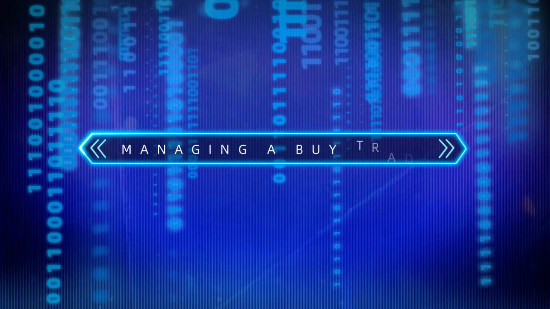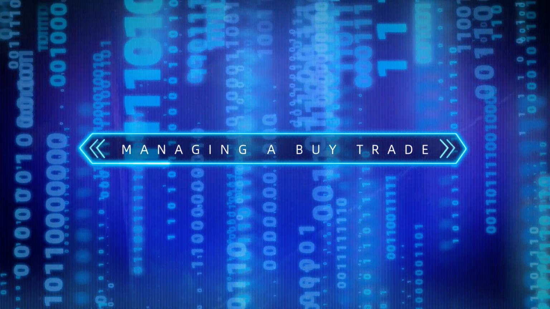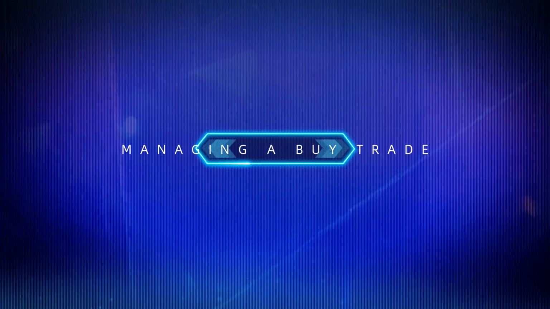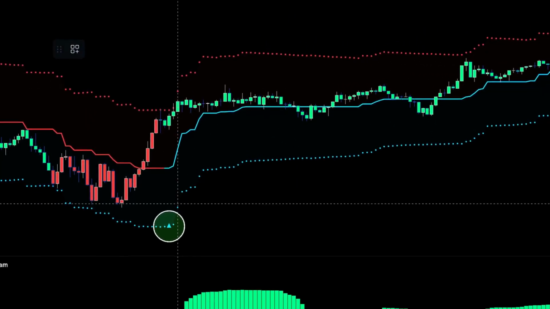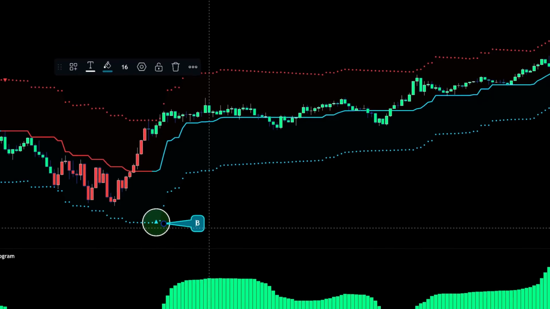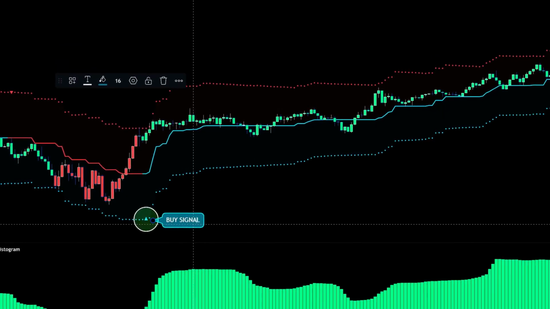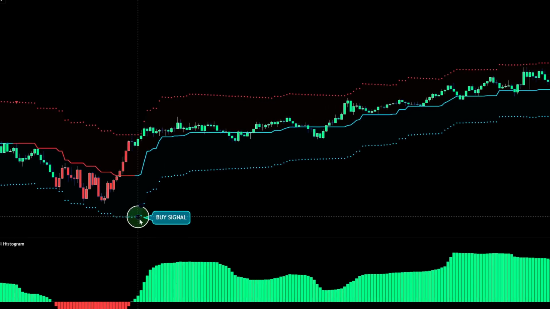Alright, now let's break down how to make money trading with this strategy. We'll go through the steps to enter a buy trade and manage it to maximum profits while minimizing risk. First, we need to spot a buy signal on the chart. The half trend indicator will show a blue arrow pointing up when it detects a potential buying opportunity.